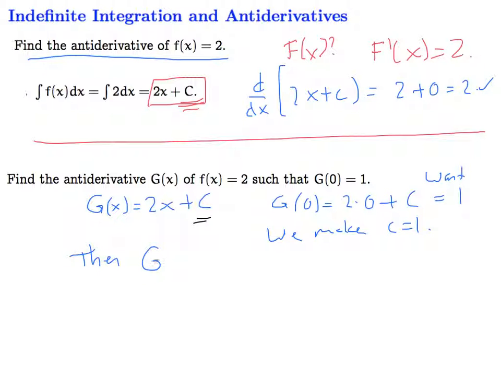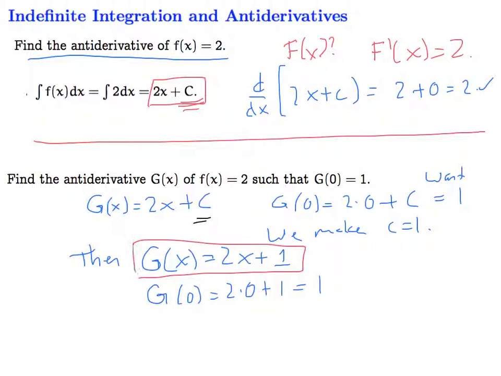Because then we have the new function g of x is equal to 2x plus 1, and g of 0 equals 2 times 0 plus 1, which is equal to 1. So that tells me that this is the function that fits the two properties. It's an antiderivative of 2 and g of 0 equals 1. So since it fits both parts, it works really well.